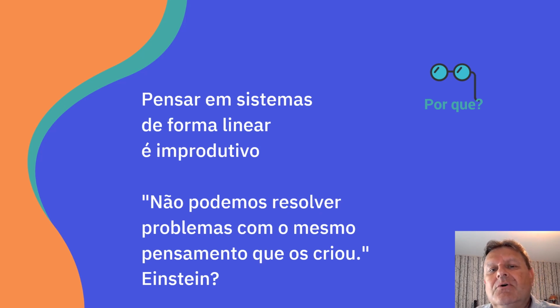So it's important to know that thinking about systems in linear ways is really unproductive. Why? Well, because this is attributed to Einstein. Whether he said it or not, I don't know, but we can't solve problems with the same thinking that created them. And that's exactly right. If linear thinking created the problem, we're going to need to think differently in order to solve that problem. And systems thinking works because it sees beneath the surface. It recognizes more than the symptoms. It looks for the underlying problem.